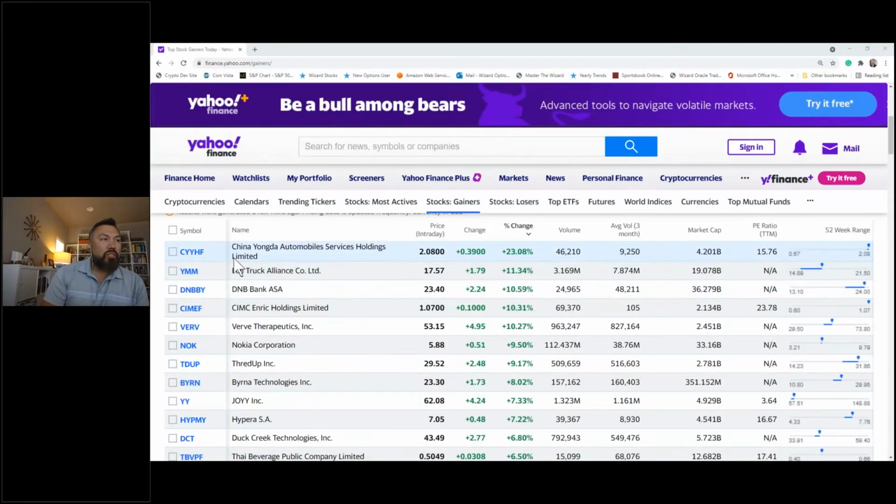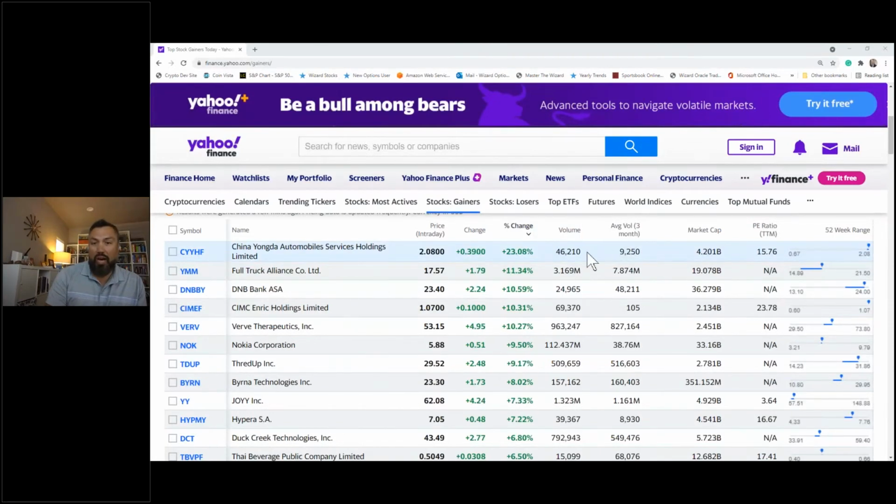So let's go here to this China stock. Now, I don't invest in Chinese stocks. That's just my thing, but it's still a stock. Take a look here. This is the symbol. This is the name of the company. This is the price that it closed at, the final price. If the market was open, this would be a live price, but the market's closed. To the right of that is the change. That's the dollar amount the stock went up. This percent change is the percentage of that movement. China Yongda Automobiles Services went up 23% today.